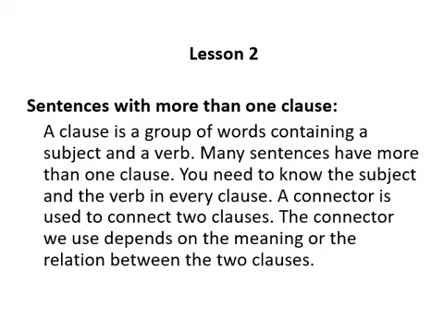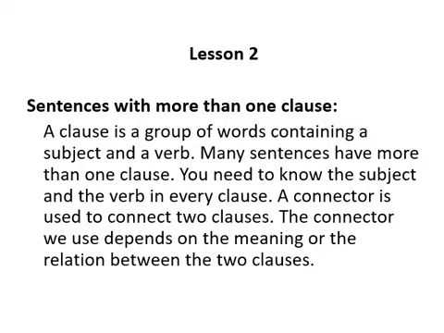We're going to talk now about sentences with more than one clause. كلمة clause يعني إيه؟ Let me read this first and then we'll explain. A clause is a group of words containing a subject and a verb. يعني ايه؟ انا عندي مجموعة كلمات لازم يكون فيها فاعل وفعل. Many sentences have more than one clause. طبعا يعني في جمل طويلة.